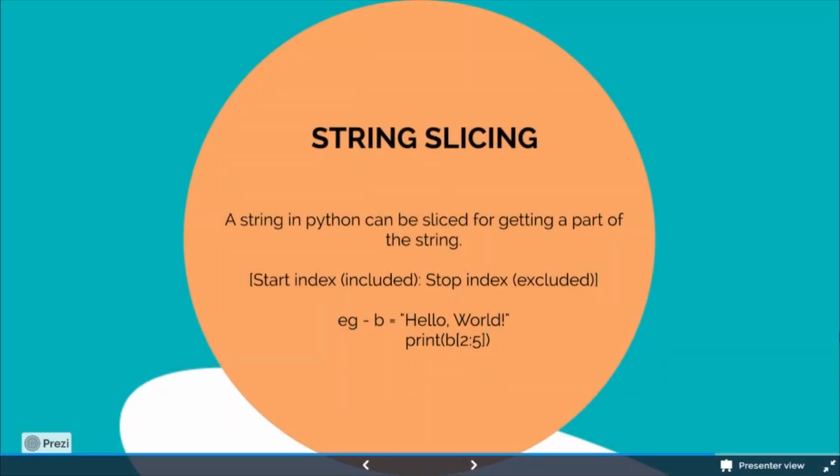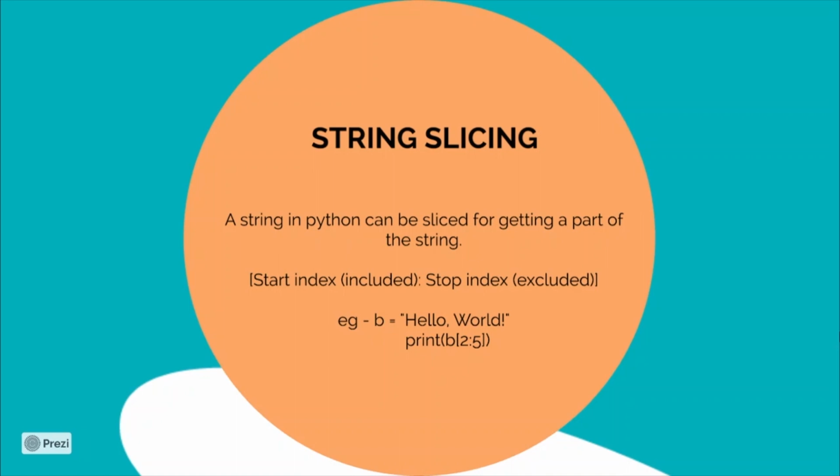Now we will see what is string slicing. So a string in Python can be sliced for getting a part of the string. So first we have to specify the start index and the end index, which is separated by colon, to return the part of the string. Now index in a string starts from 0 to the length minus 1 in Python. So the syntax is start index that is included, then the colon, then the stop index which is excluded. So to get the characters from position 2 to position 5, we have written print b[2:5], where we'll get the characters from index 2 till index 5 but excluding index 5.